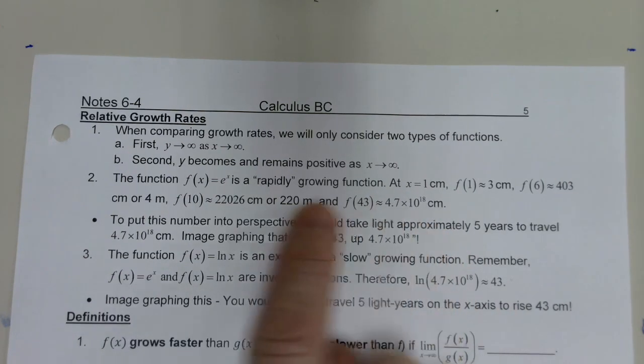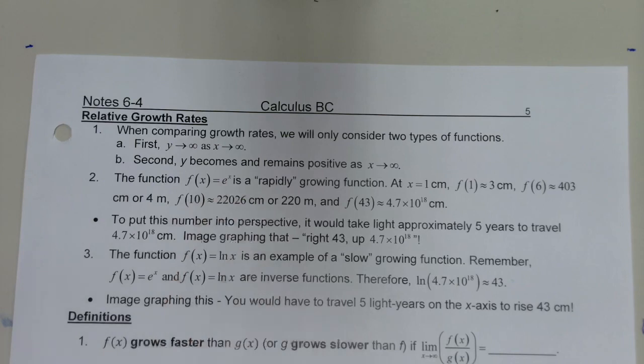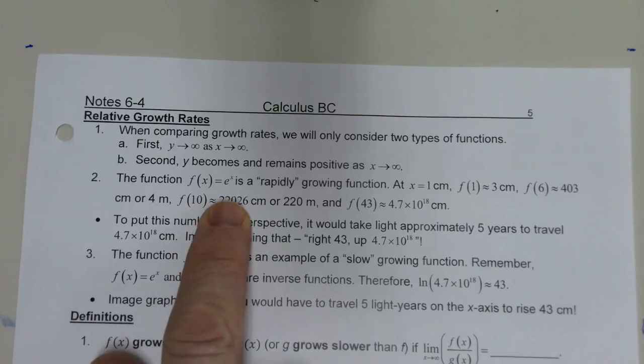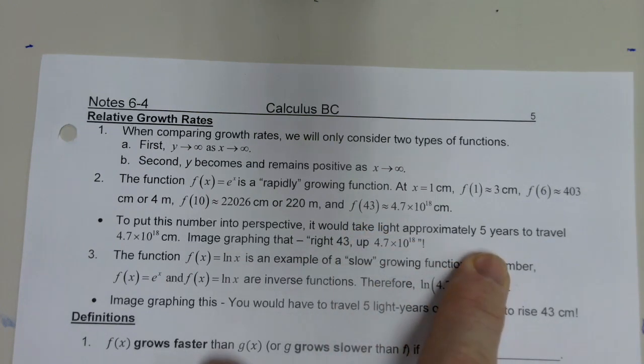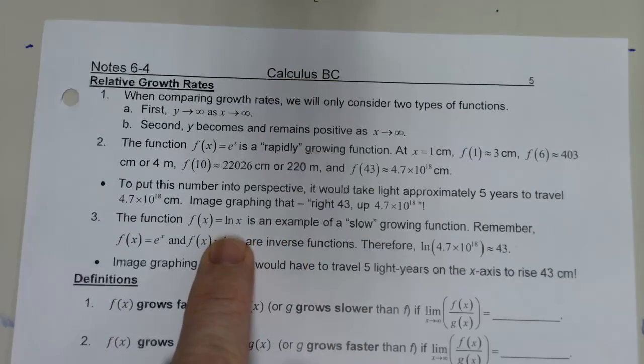So again, have this e to the x function. If you graph this on an axis and you go to the right less than half of a meter stick, you're going to be 5 light years tall. Pretty crazy. Okay? Now let's think about our natural log of x.